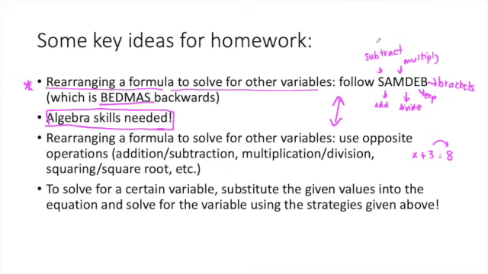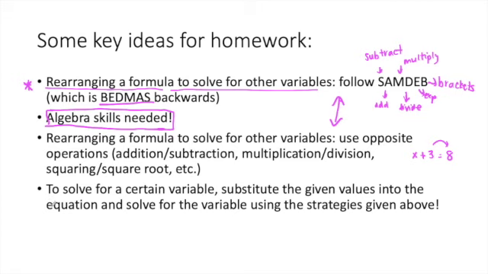Make sure to add or subtract and get something to the other side of the formula using that opposite operation, or if something's multiplied already, then divide it to get it onto the other side of the equation. And then to solve for a certain variable, substitute the given values into the equation and solve for the variable using the strategies given above.